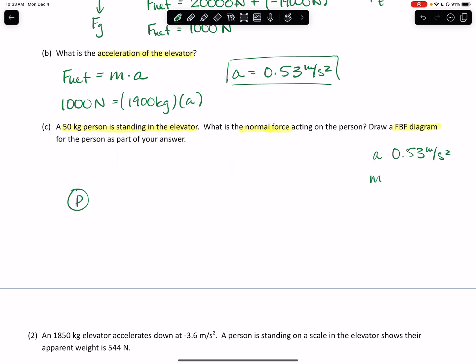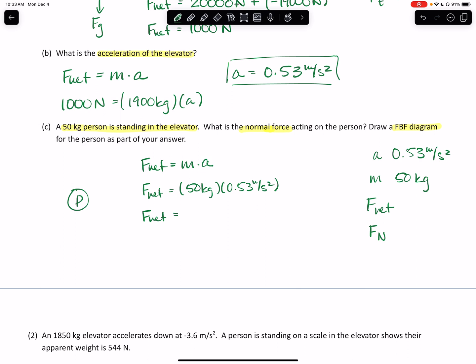I have a mass for that person at 50 kilograms. So I'm going to need to calculate F net, and then from there, that normal force. So let's start with that. F net is equal to mass times acceleration. So in this case, F net is 50 kilograms times 0.53 meters per second squared. So I plug that in. I find that my net force acting on the person is a positive 26.3 newtons.